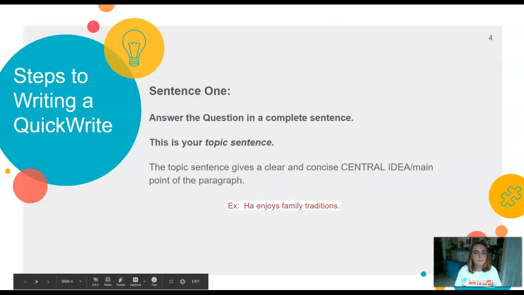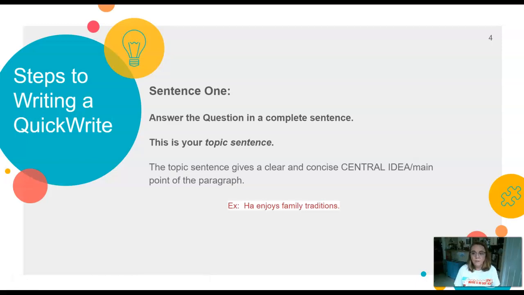Okay, so there are some steps we're going to go through sentence by sentence through the quick write process. Sentence 1 answers the question in a complete sentence. This is what we would also call your topic sentence. And your topic sentence gives a clear and concise central idea or main point to the paragraph. So the topic sentence, the central idea, the main point, the answer to the question. For an example, Ha, who is a character you'll get to know really well very soon, Ha enjoys family traditions. Simple, concise answer to the question.